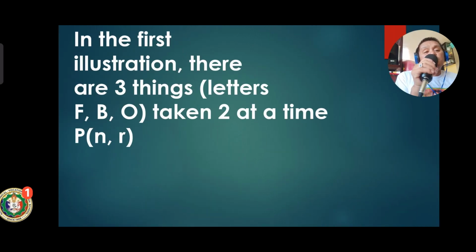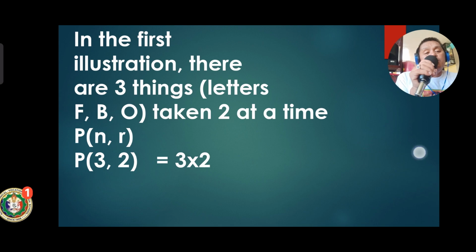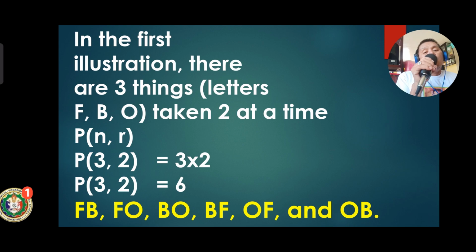In the first illustration, there are 3 things or letters. We have F, B, O, taken 2 at a time. So we have now P(3, 2), or the permutation of 3 letters taken 2 at a time. We have now 3 times 2 is equal to 6. That is why again we have FB, FO, BO, BF, OF, and OB using the tree diagram.